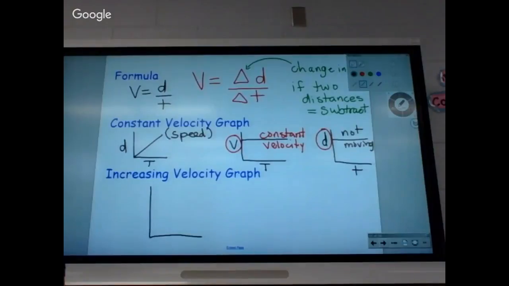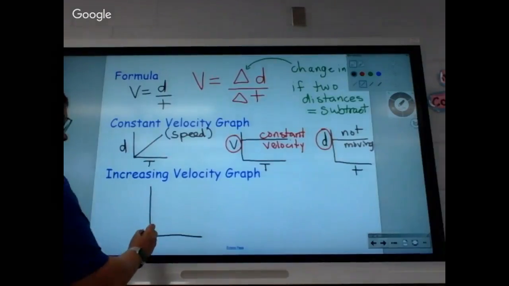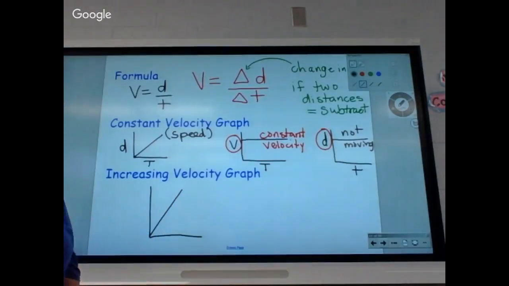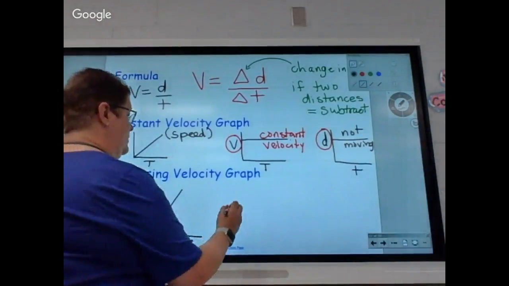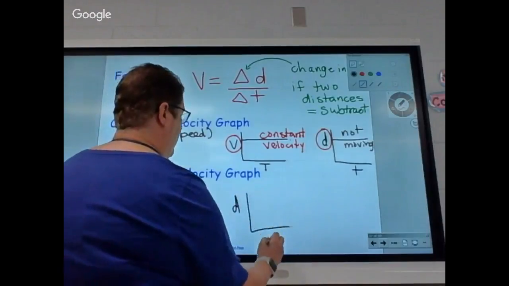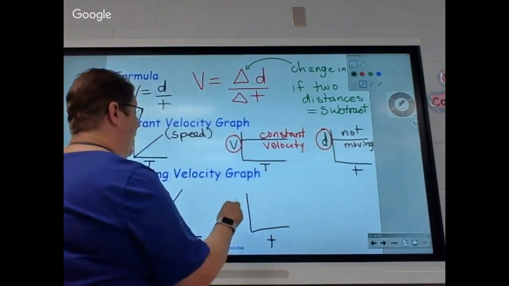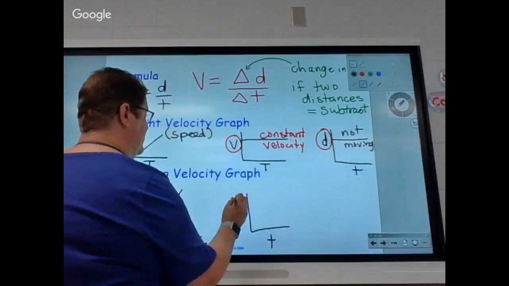How are we going to show increasing velocity? Again, anybody? Oh, then you just don't know. Okay, so how am I going to label my axes? Velocity and time is fine. Or distance. Can we do distance and time? Yes, because... Okay, how am I going to do my graph, though, to be distance and time?